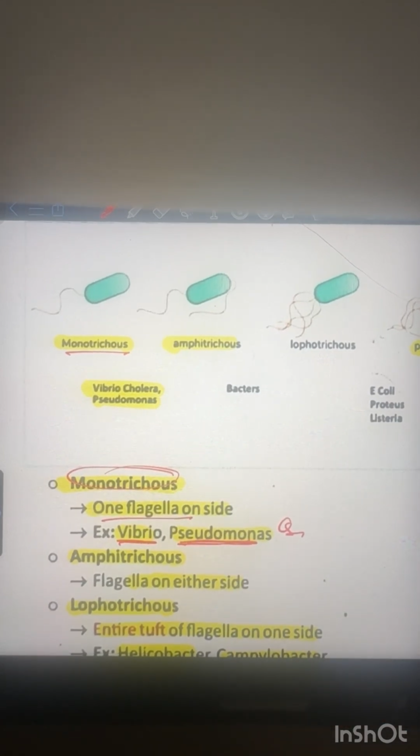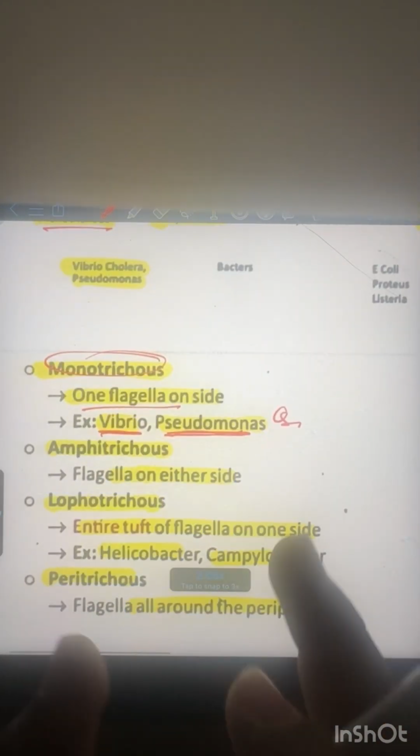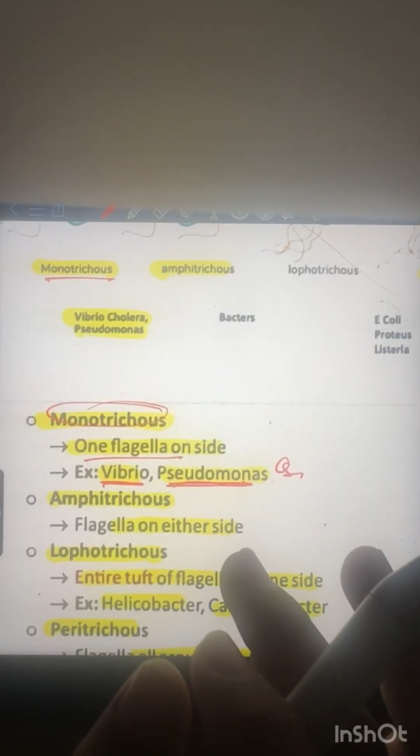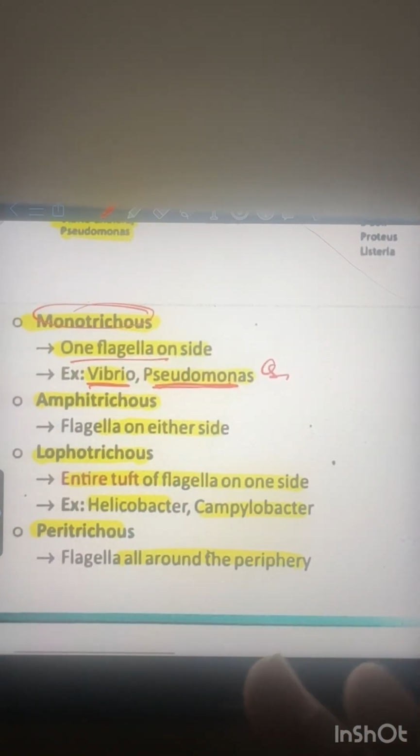Then what is amphitrichous? 1 flagella is present on one pole, 1 flagella is present on the other pole. What is lopho? Lopho means tuft of flagella. You can see one bunch of flagella. So remember, tuft or bunch. Tuft or bunch is present in the bacters, Helicobacter, Campylobacter. So remember, tuft or bunch is going to be present in the bacters.